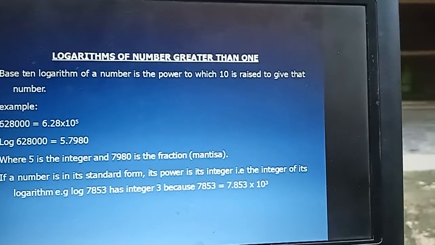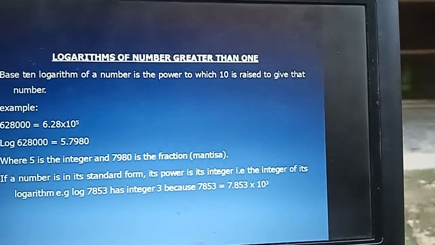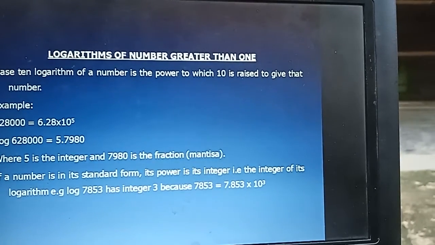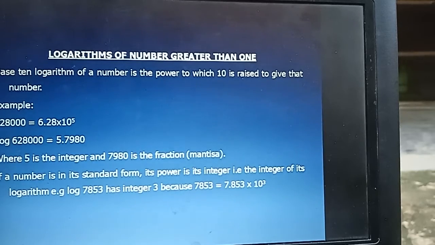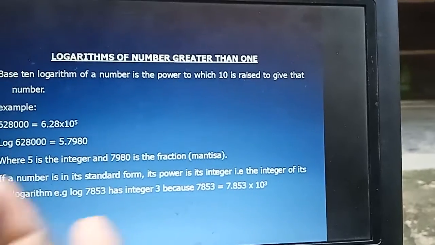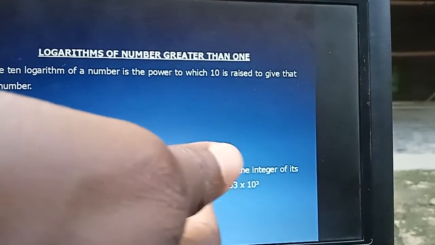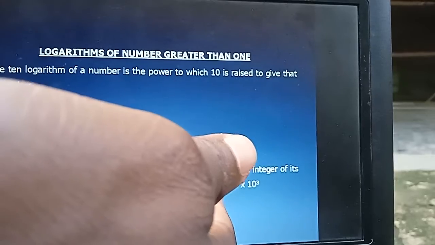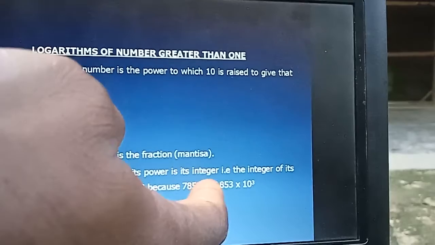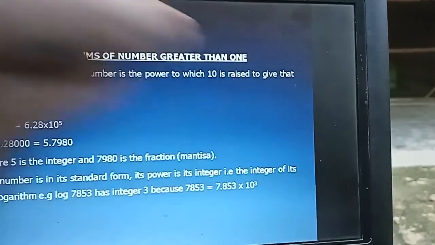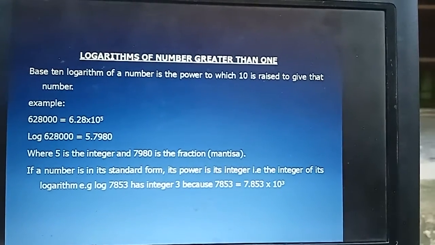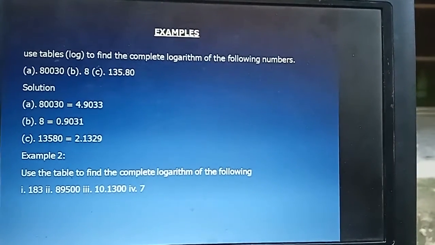Example, log 7853 has integer 3 because 7853 is equal to 7.853 times 10 to the power of 3. As I told you earlier, you are going to start the counting from here. You should omit this 7, then start counting from 853. You see, this is our integer power of 3. Is that clear? So let us move to the next example.